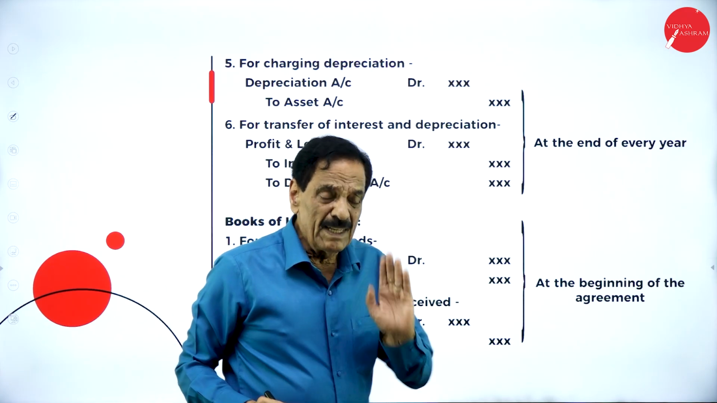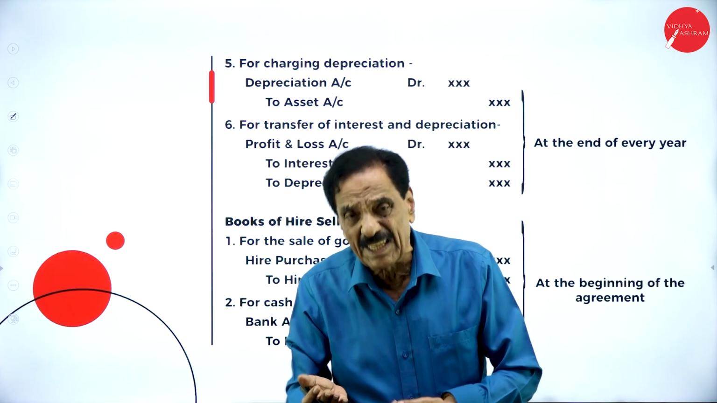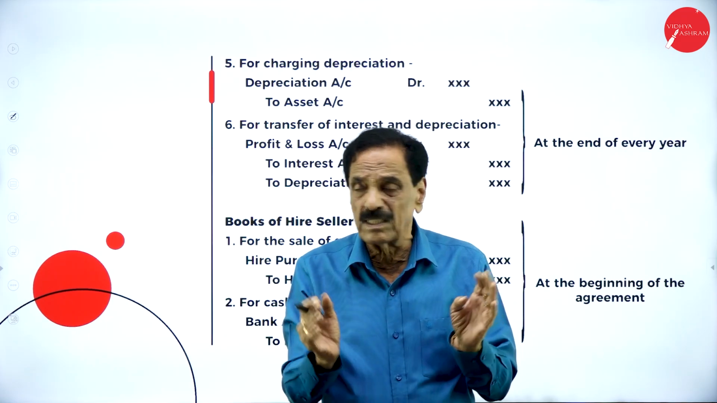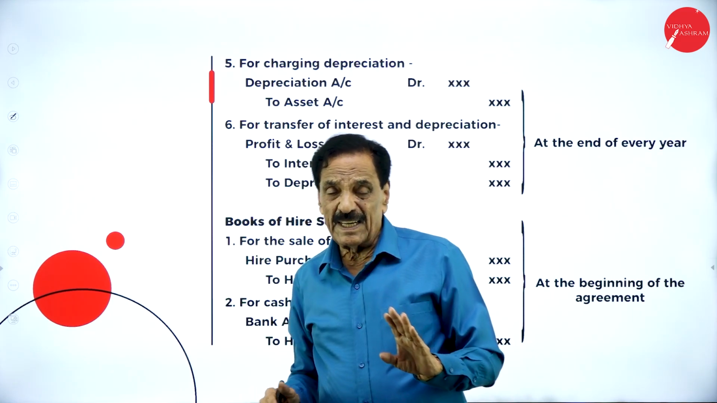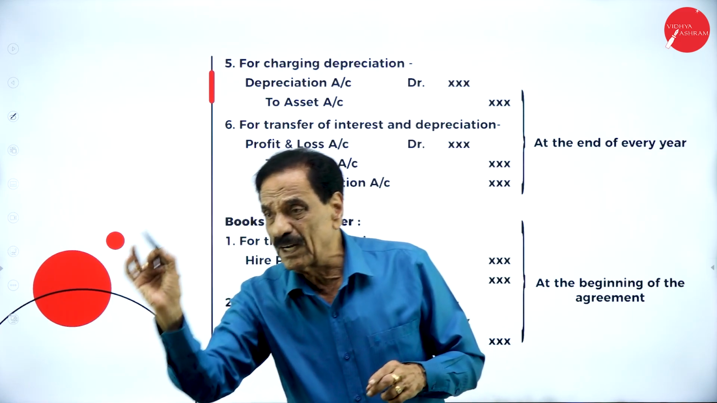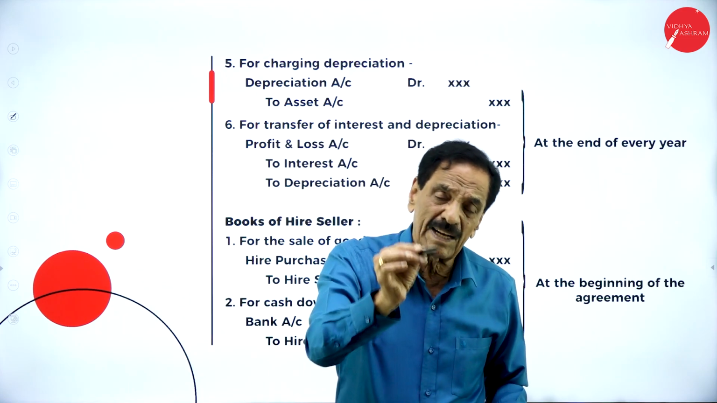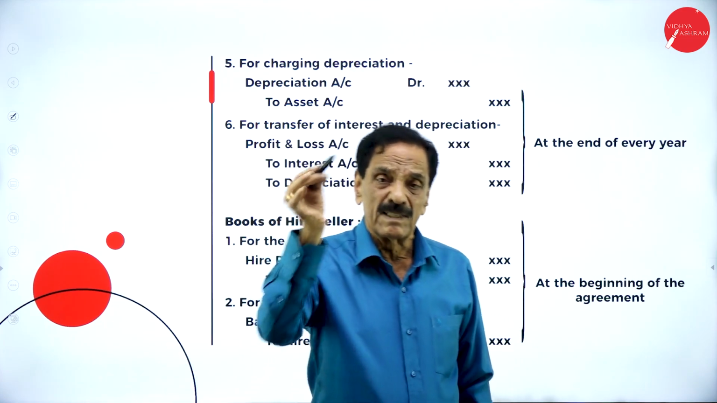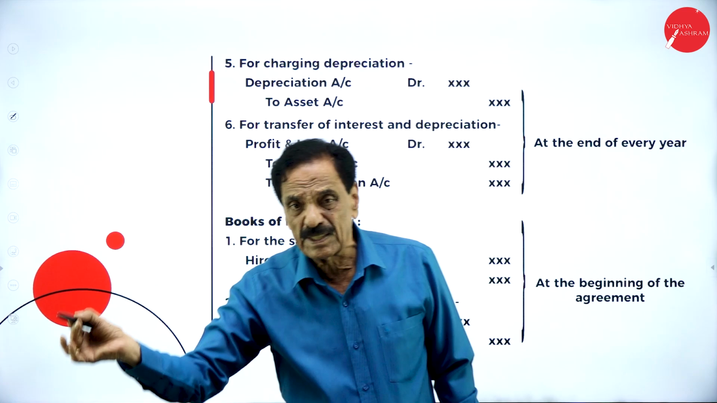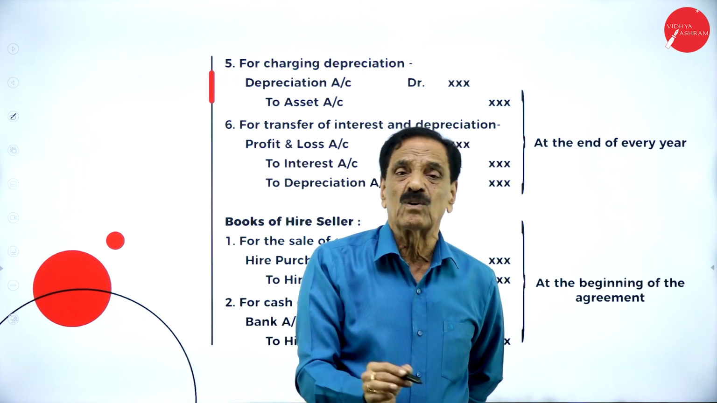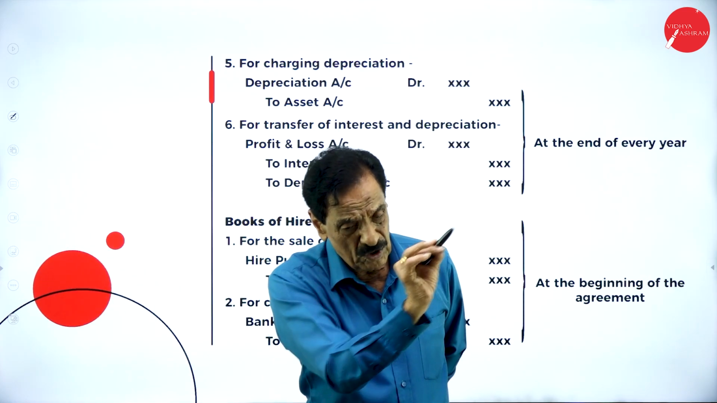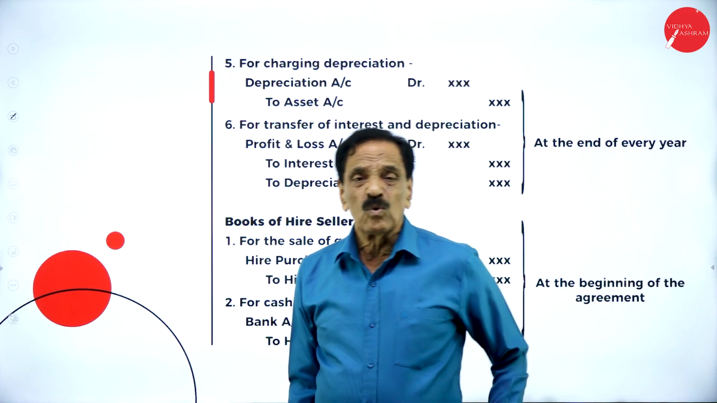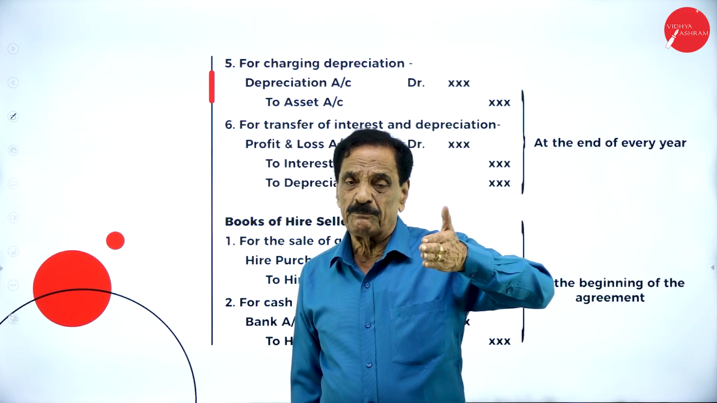The same entries in the next year, start with interest. The first two entries are not repeated, these are for the first year. For the second year, start with interest account debit to hire seller account, then hire seller account debit to bank account, depreciation account debit to asset account, profit and loss account debit to interest account and depreciation account. It goes on like this. Only the amount will change.